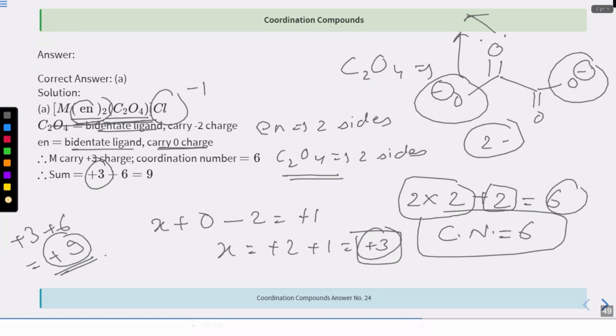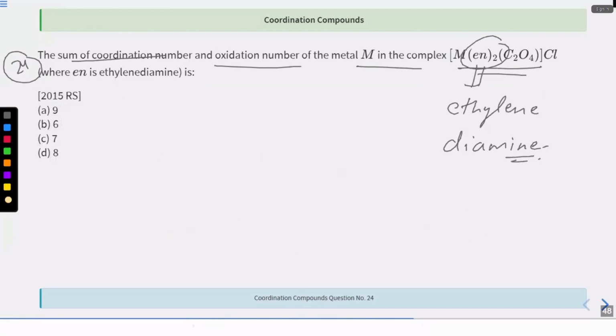Oxidation number is again simple. Just remember that En is neutral, so it would be 0, and then you can get the oxidation number and coordination number. They are asking you to add both of them, so plus 3 plus 6 would be 9. So option number A is the right option. Cool. So this is it for this question.